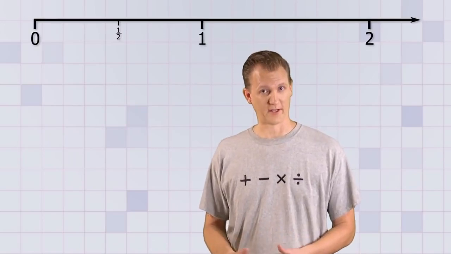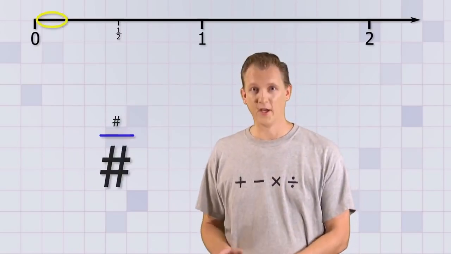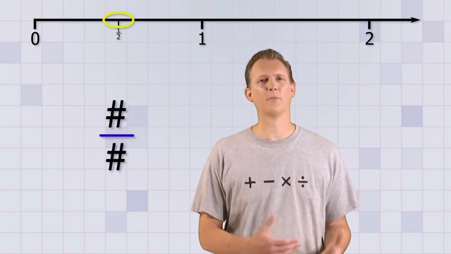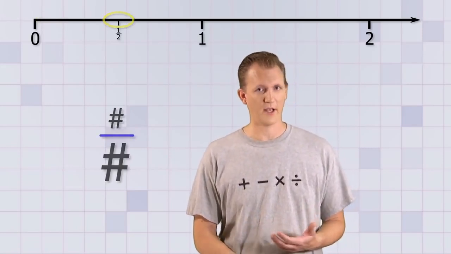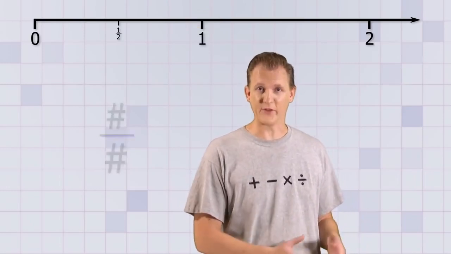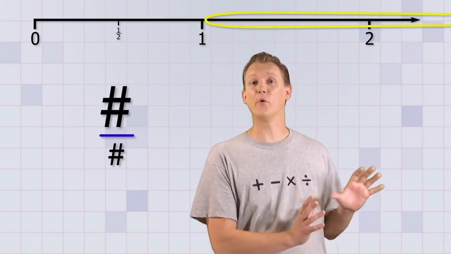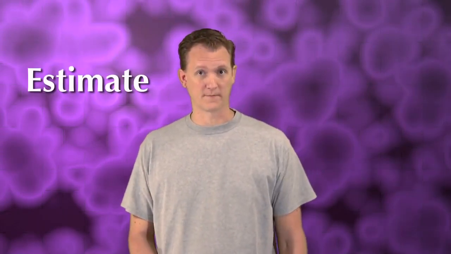Okay, so our journey showed us some pretty useful regions of the number line. The region near 0, where the top number is much smaller than the bottom number. The region near 1/2, where the top number is about 1/2 of the bottom number. The region near 1, where the top number and bottom number are about the same. And the region past 1, where the top number is bigger than the bottom number, and it keeps on going forever. Knowing about these regions can sometimes help you quickly estimate the value of some fractions.